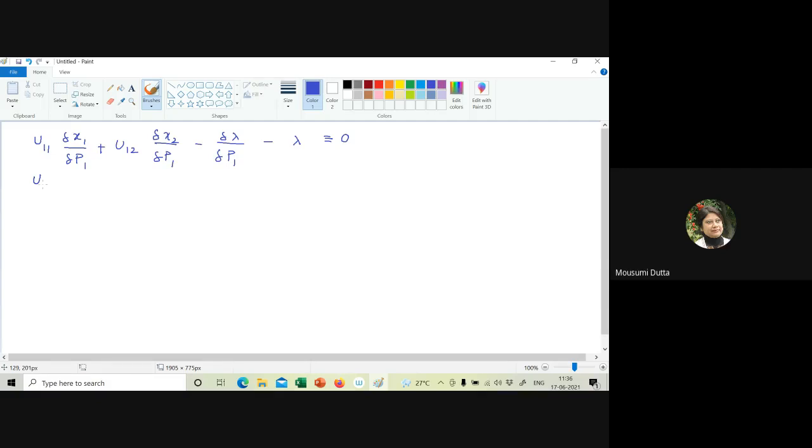U21 del x1 del p1 plus u22 into del x2 del p1 minus p2 into del lambda del p1 is equal to 0. Next, del lambda del p1 into p1. p1 into del lambda del p1.